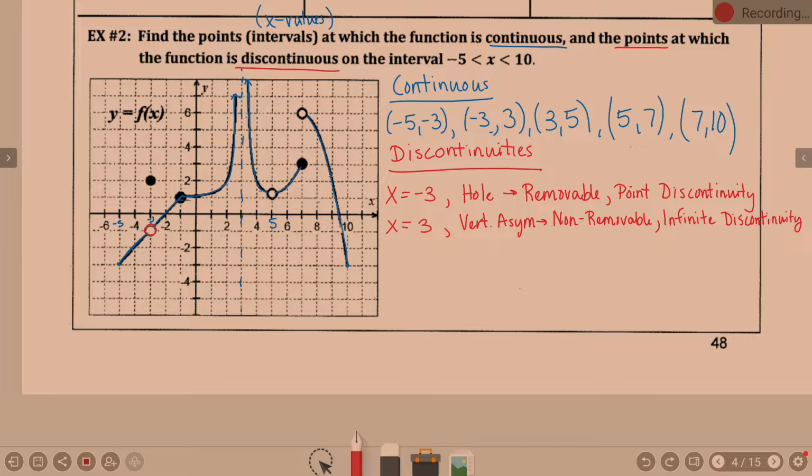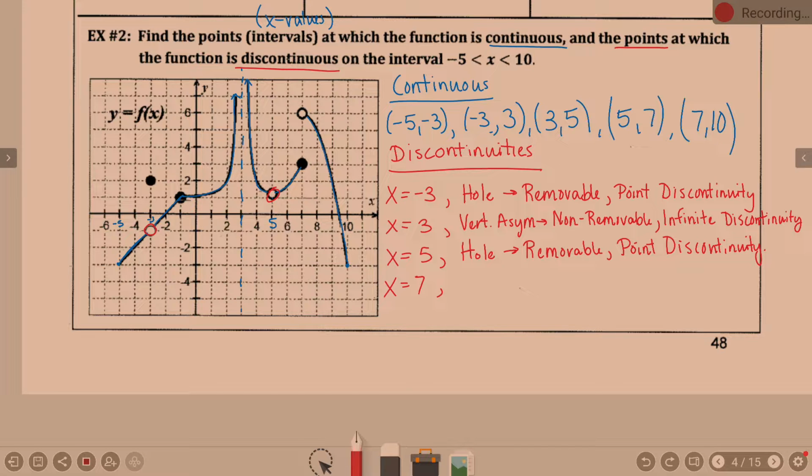Okay. X equals 5, and what is 5? Okay. That's another hole. So similar to -3, right? A hole is removable, and it's called a point discontinuity. What else?